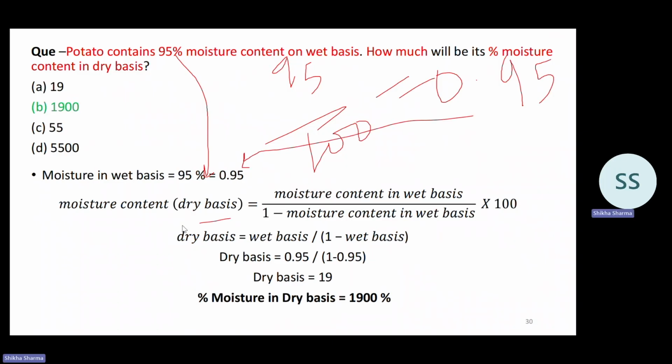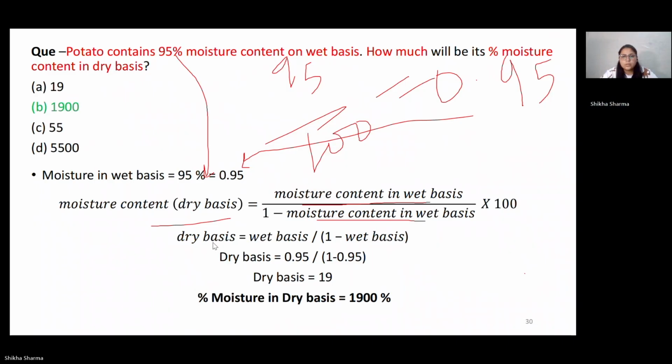Then moisture content in dry basis is basically moisture content in wet basis divided by 1 minus moisture content in wet basis, times 100. So the dry basis of the moisture content equals wet basis upon 1 minus wet basis. The 100 is there because we are converting into percentage, right? So dry basis equals wet basis moisture content, which is 0.95, so 0.95 divided by 1 minus 0.95.